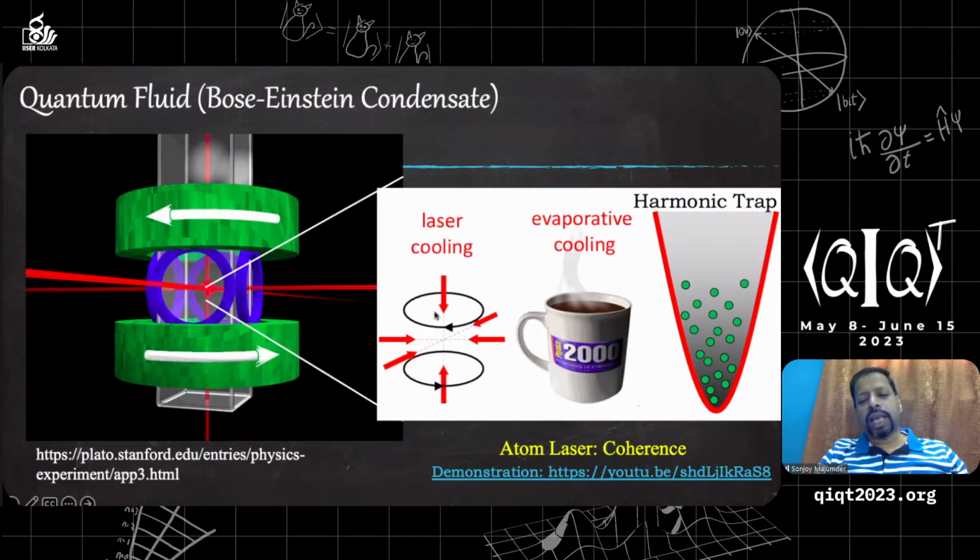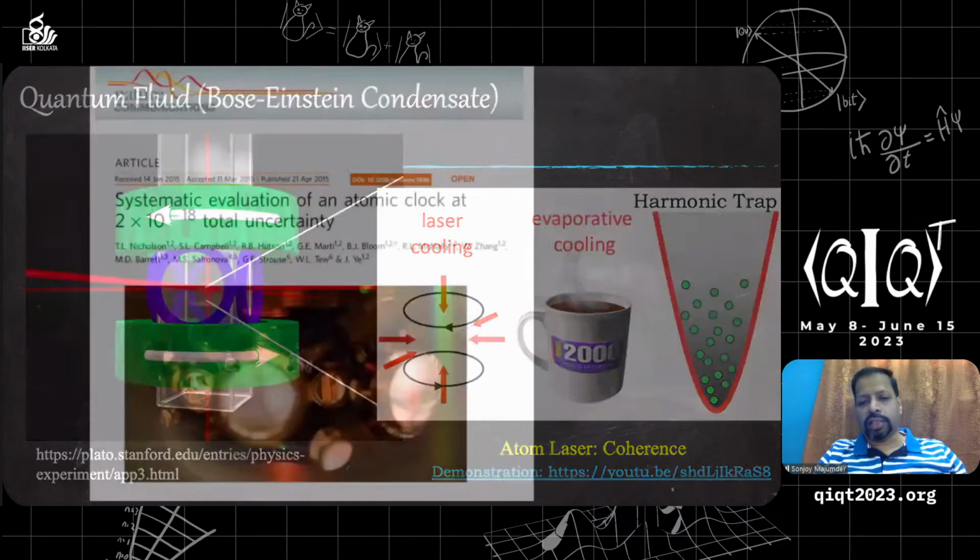So this experimental scenario, we can theoretically depict using a harmonic trap, where you can think that the atoms are cooling down or losing energy and trying to occupy the ground state. So this will be the picture where almost all of the atoms come to the ground state and make a coherent state, which appears like a laser light, what we know. So it is also known as the atom laser.